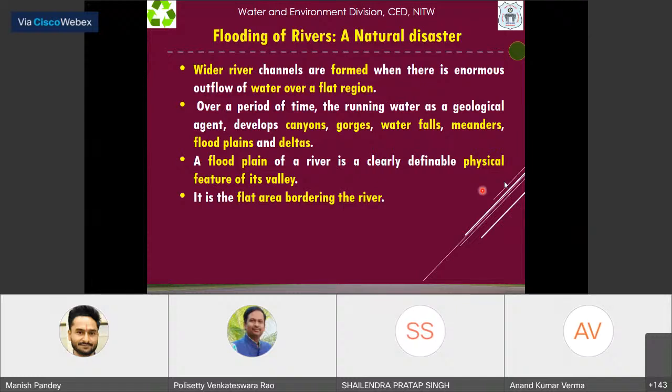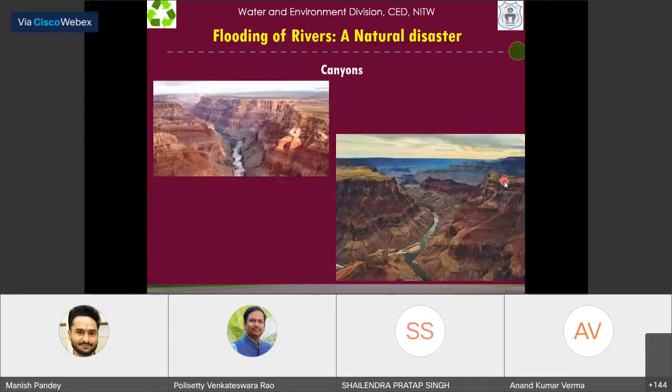So let me show you water as a geological agent, what all it forms. First, let me show you canyons. These canyons, which you can see here, are natural geological formations formed because water finds its way through this place. Over a period of time, water as a geological agent forms a clear path between these rock formations. These types of formations are called canyons. Not every river or floodway is formed by all these phenomena. These phenomena are responsible for the creation of this water carriageway.